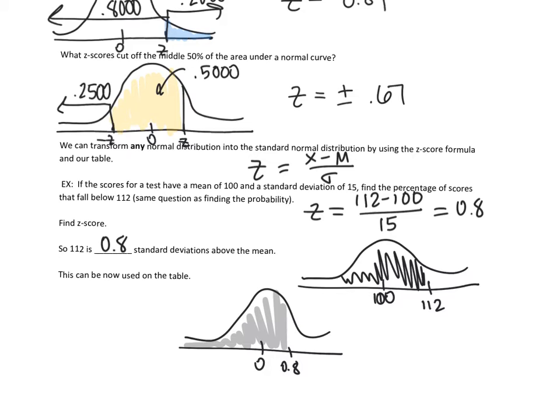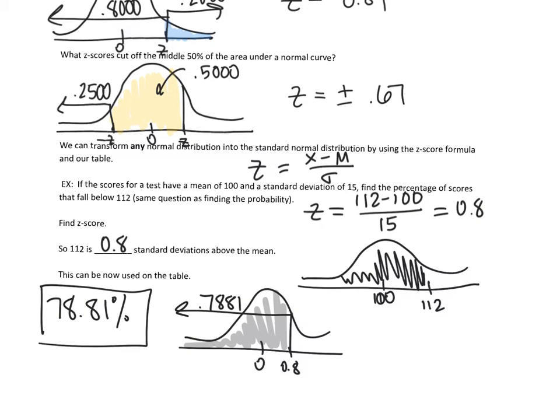So we go to our table, and we look for 0.80, and it's going to be 0.7881, which is 78.81%. So 78.81% of our data falls below 112.